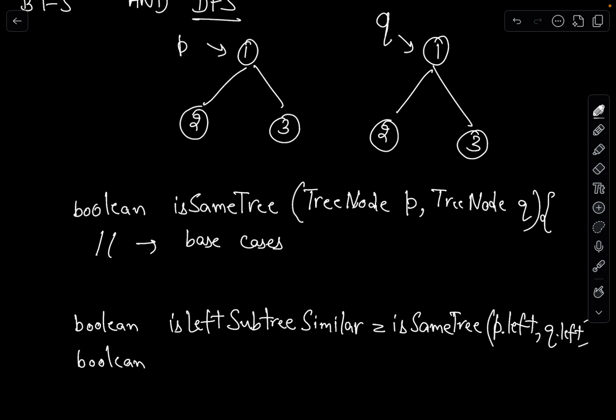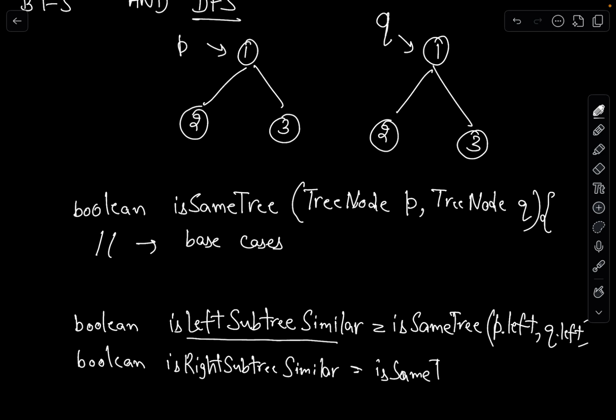So now you have assumed that you have the answer for your isLeftSubtreeSimilar. Similarly, you will have another boolean, isRightSubtreeSimilar. And you will call the same function but with the right part for the P node and the right part for the Q node.